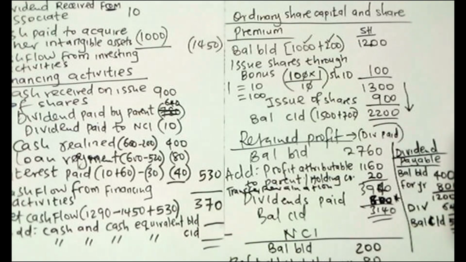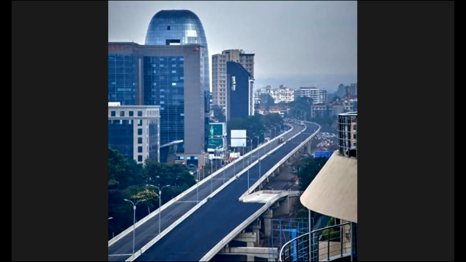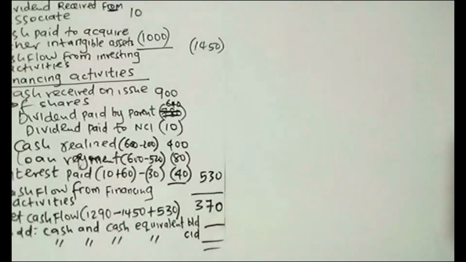Which are some of the cash and cash equivalent items you know? Quinta, which are some of the cash and cash equivalent items? So the cash and cash equivalent items include cash in hand, cash at bank, bank overdraft, and short-term investment.